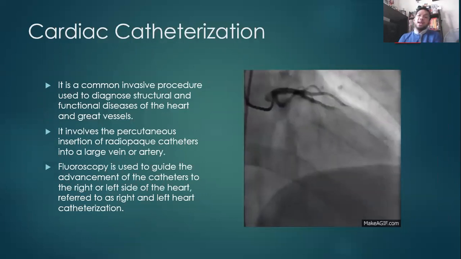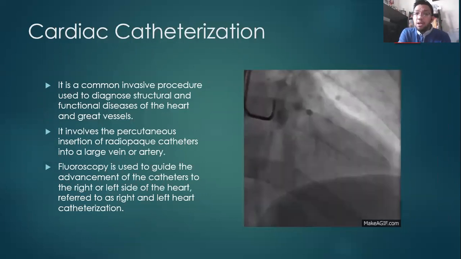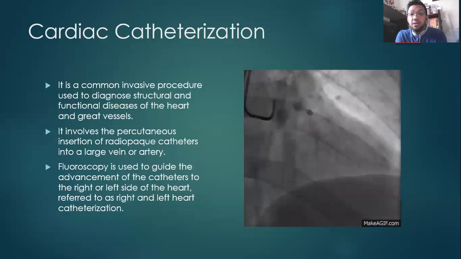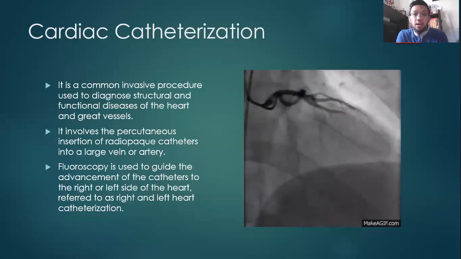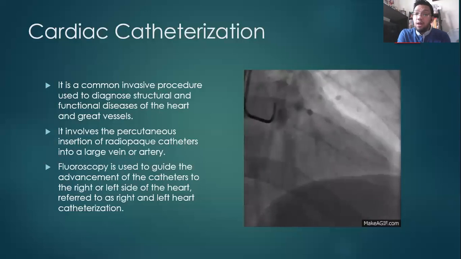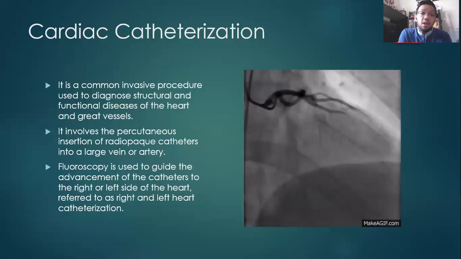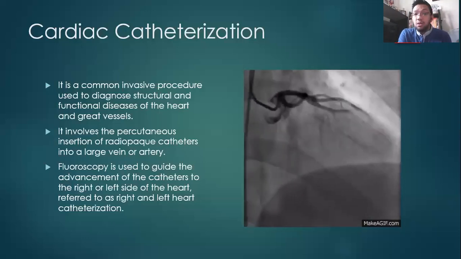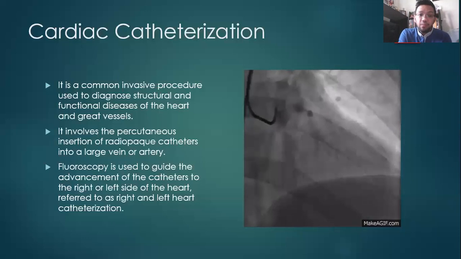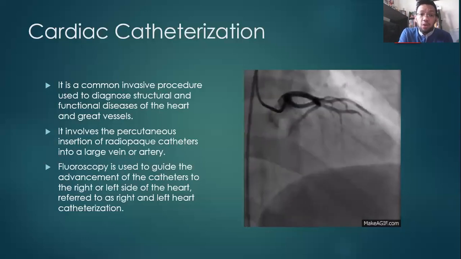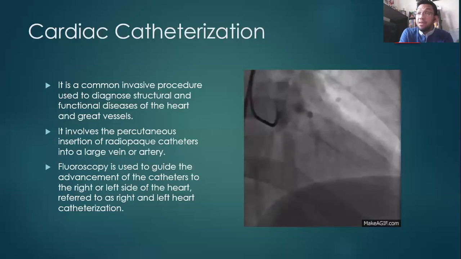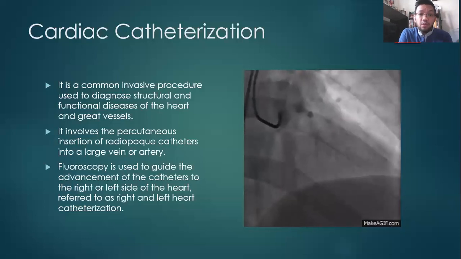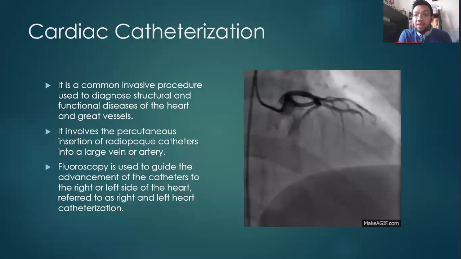Next, we go to cardiac catheterization. It is a common invasive procedure that is used to diagnose structural and functional diseases of the heart and great vessels. And this involves the percutaneous insertion of radiopaque catheters into a large vein or an artery. Once this is done, fluoroscopy is used to guide the advancement of the catheter to the right or left side of the heart, referred to as right and left heart catheterization.